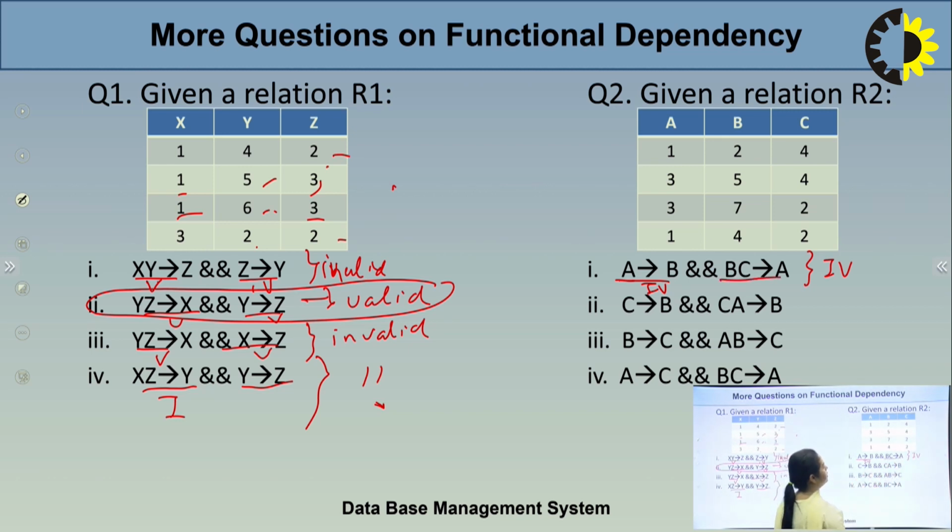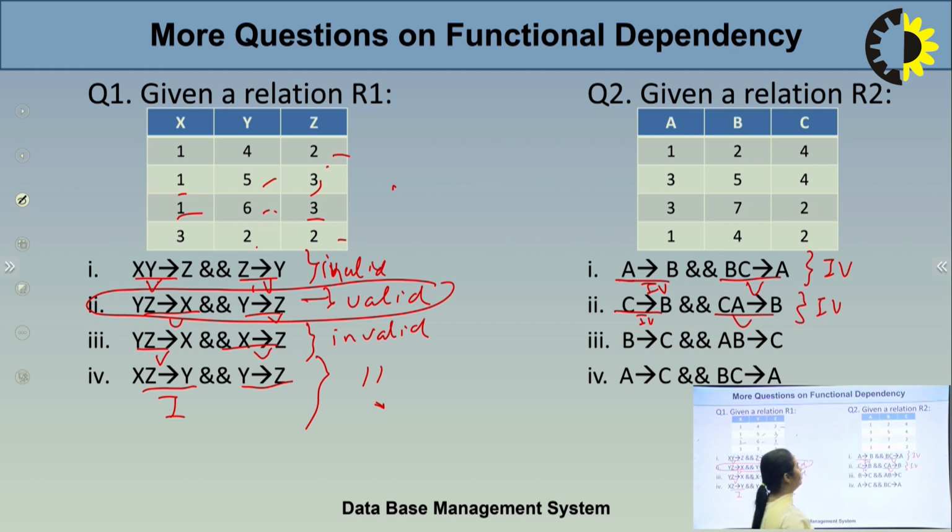On the value of BC, the values of BC are distinct, so this functional dependency individually is valid, but combinedly this is invalid. Now check the value of C. On 4, 2 and on 4, 5, this is an invalid functional dependency. And now check for CA: 1 4, 3 4, 3 2, 1 2. Here there is no repetition of CA, so this will be a valid functional dependency, but combinedly it is invalid.